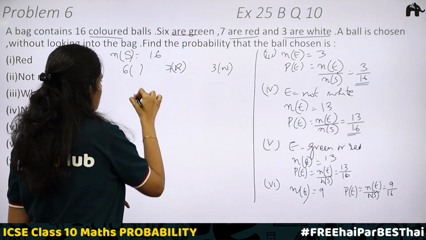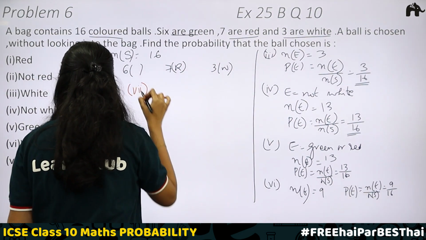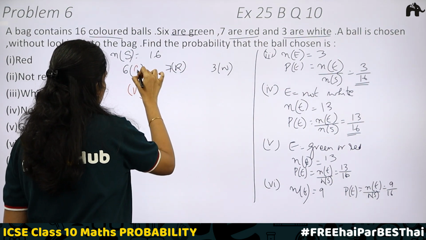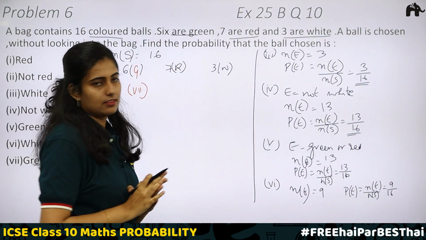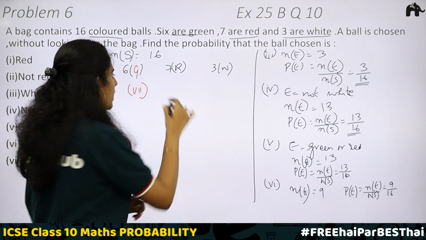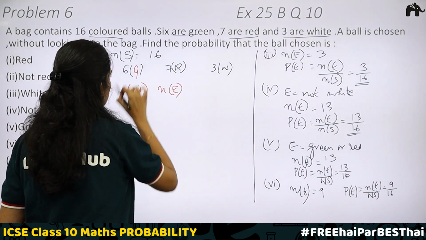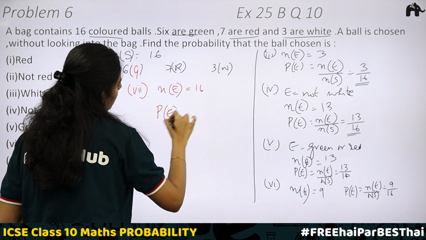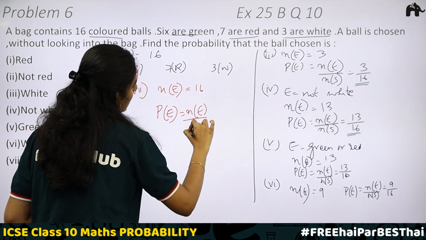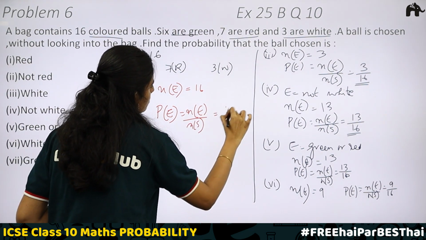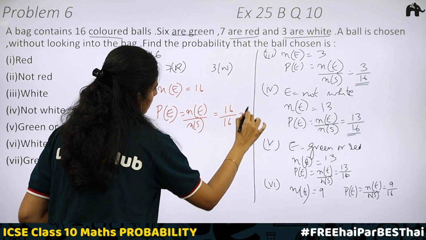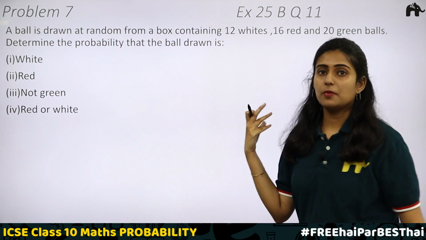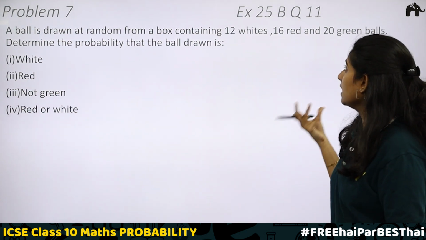Next, the final one, that is 7th, green or red or white. It can either be red, it can be green or it can be white, which means all the balls can be included. N of E will be equal to 6 plus 7, 13 plus 3, 16. Therefore, the probability of the event will be equal to N of E divided by N of S. N of E is 16, N of S is also 16, which means the answer is 1. Okay. Got it?